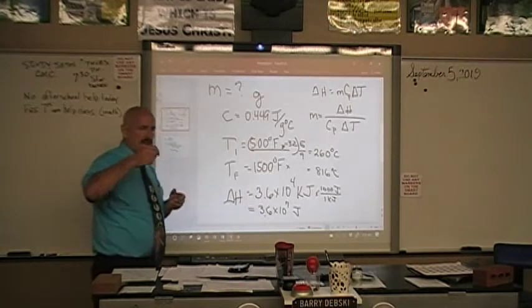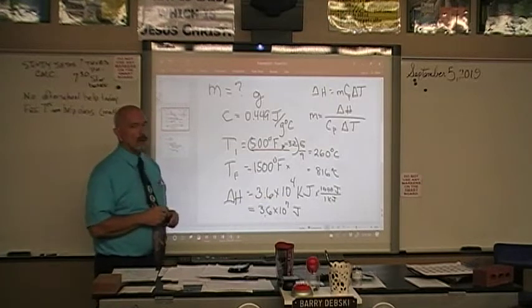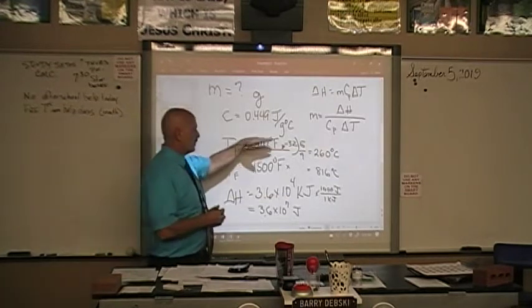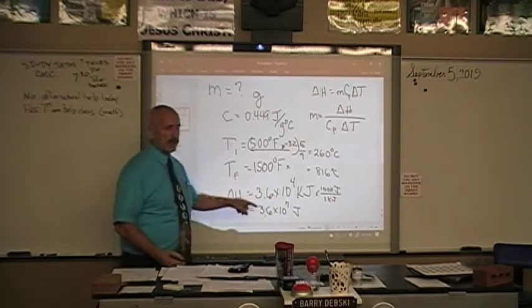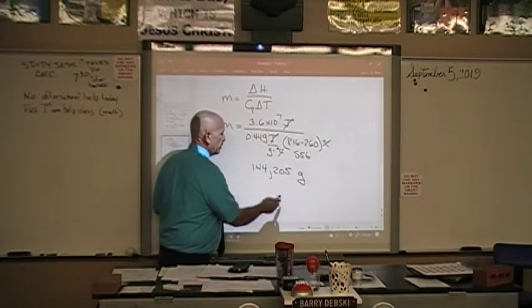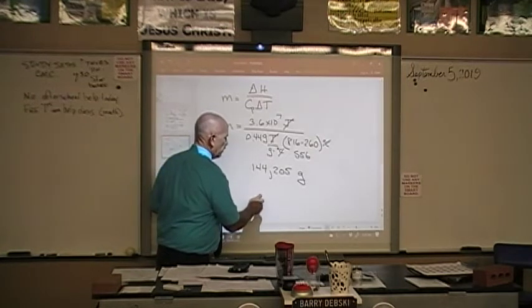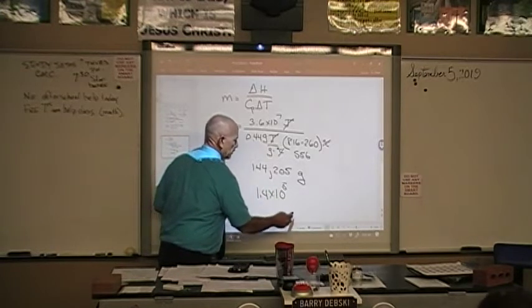It's not like I have a thermometer in front of me and I can actually measure. But I'm guessing these are accurate to 1 degree. So I'm going to call this 3 sig figs, 4 sig figs, and 2 sig figs. In either case, this one's going to be the controlling factor. So this has to be rounded off to 2 sig figs. So we're going to call it 1.4 times 10 to the 5th grams.